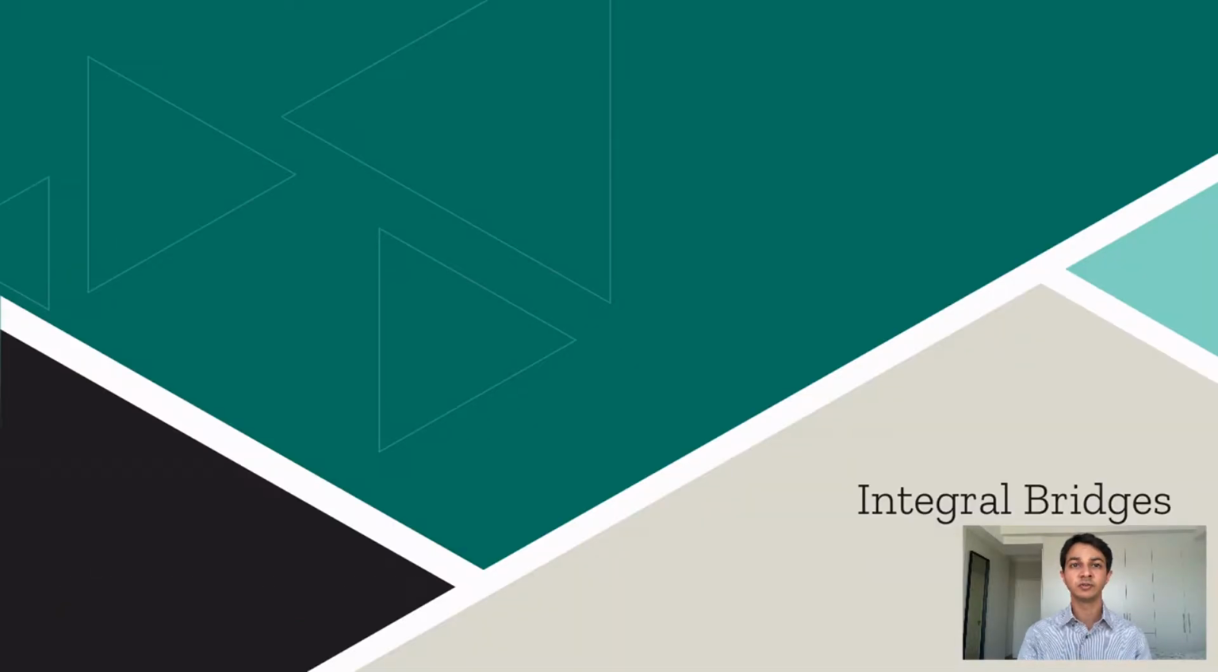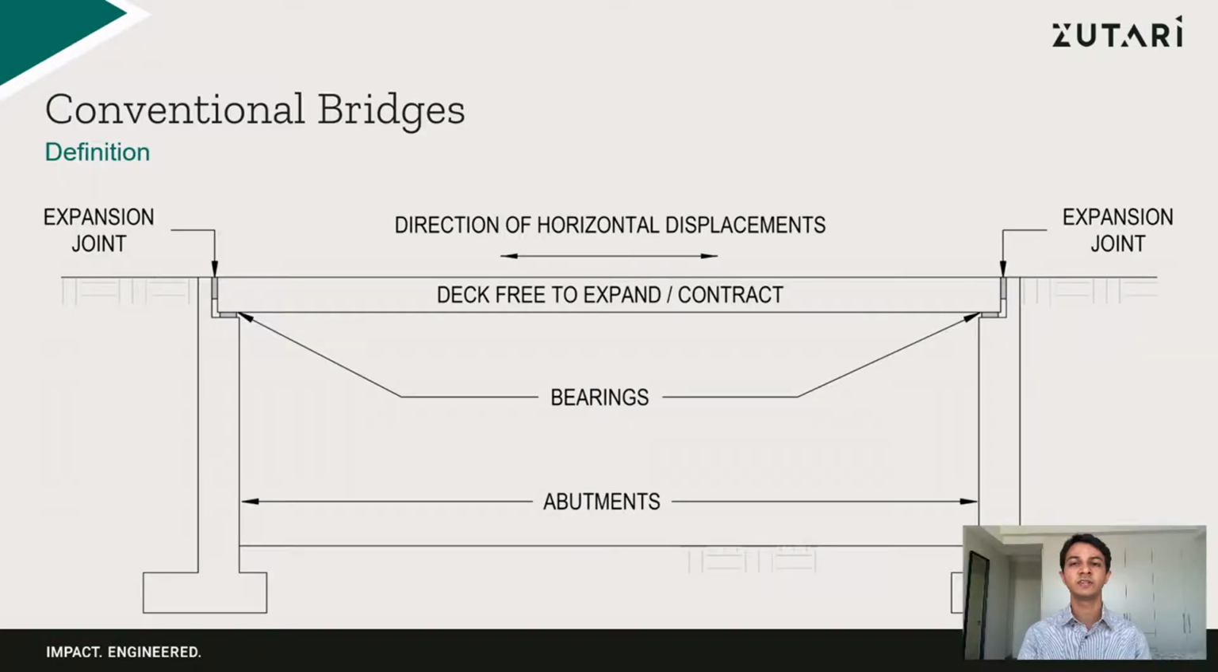To describe an integral bridge, I will first define what a conventional bridge is. Let us consider a single-span bridge with a deck placed between two abutments. In conventional bridges, mechanical devices called expansion joints and bearings are utilized to accommodate the horizontal movements of the deck. This allows the deck to freely move transversely and longitudinally relative to its substructure.